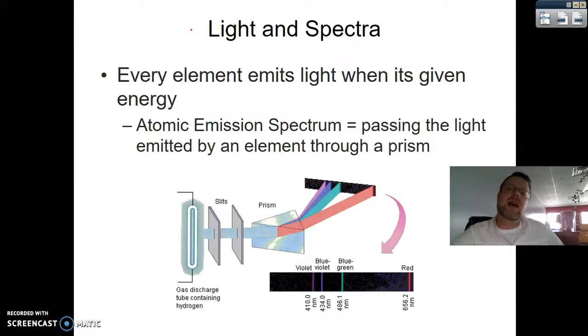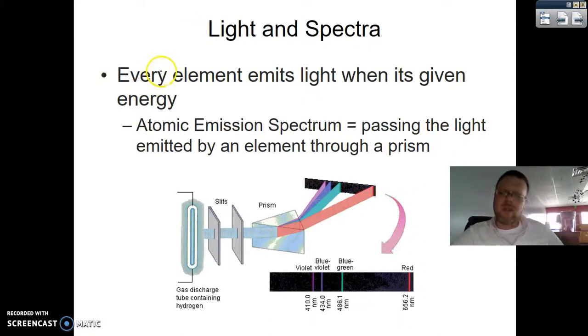And he noticed that if he took the light that was coming off of a glowing element and put it through a prism, he got a unique set of very specific line spectra colors for that element.